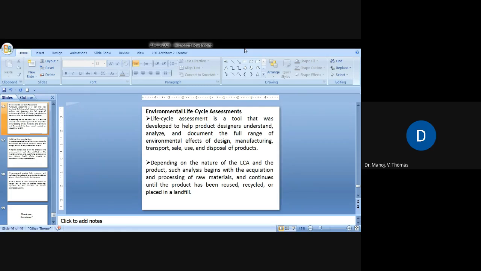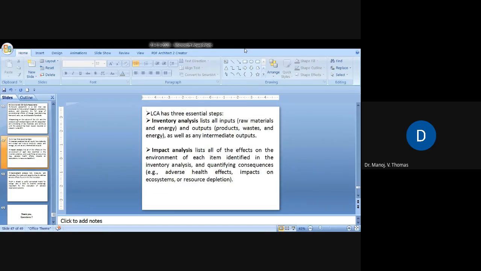So product designers understand, analyze, and document the full range of impact. That is called environmental life cycle assessment. We assess and evaluate the impact on the environment. Depending on the nature of the life cycle assessment and the product, such analysis begins with acquisition and processing of raw materials and continues until the product has been reused, recycled, or placed in a landfill. Landfill means the place where this e-waste is buried. That is called landfill.